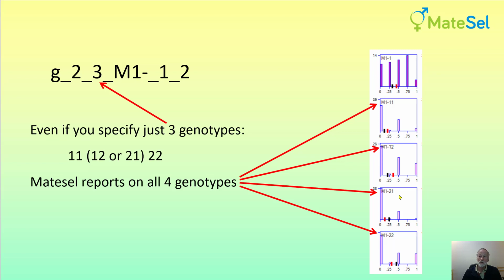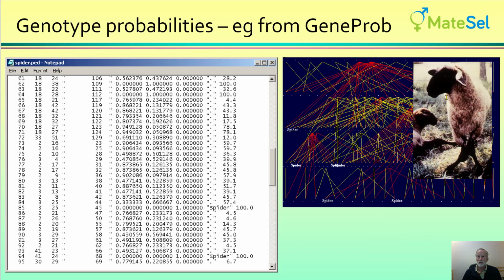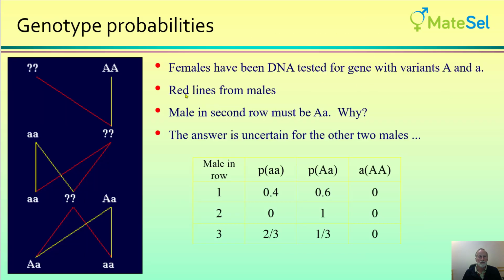And that could be useful to you because you might have imprinting, for example, and there's some desire to have a certain direction in output in your heterozygotes, and Matesel will handle that for you. That's us finished with the genotypes. Let's move on to genotype probabilities.